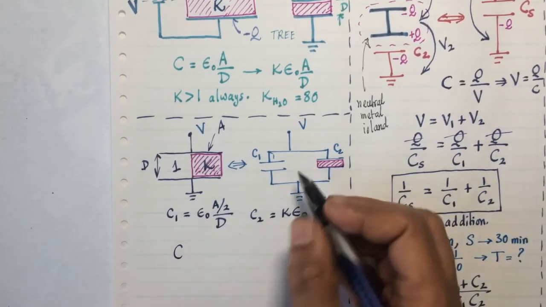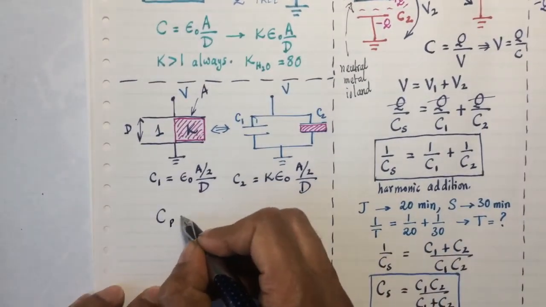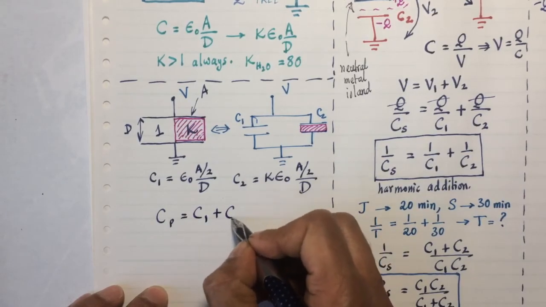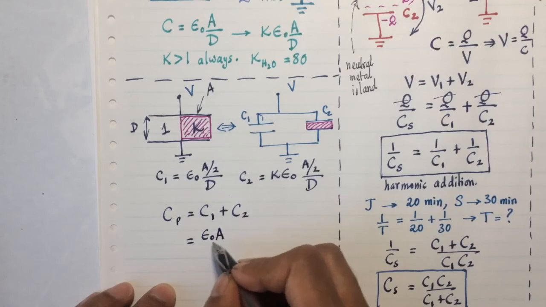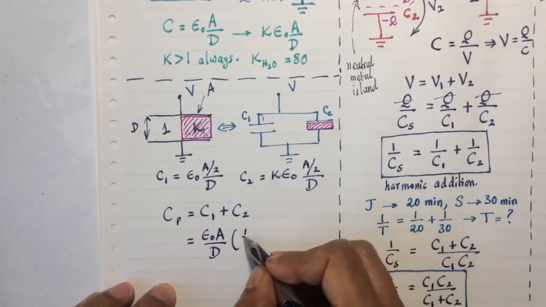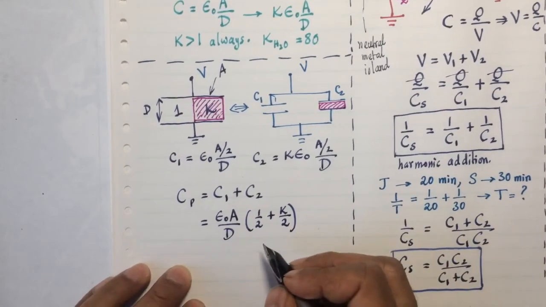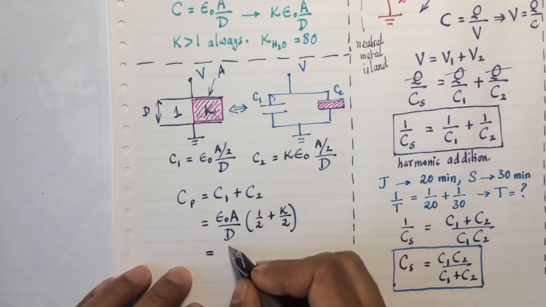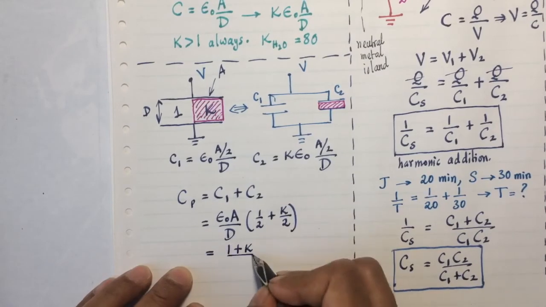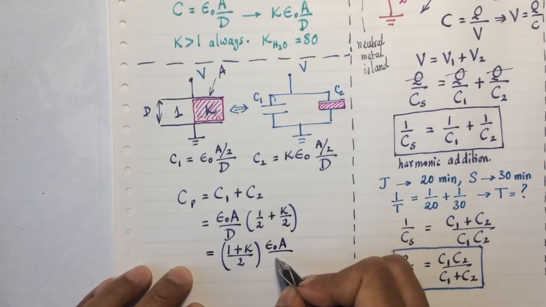And since it's a parallel arrangement, I forgot to put the symbol for parallel here, CP. So we're going to use that. CP equals C1 plus C2, and that's going to be epsilon naught A over D. I have half plus kappa divided by 2. So that's going to be 1 plus kappa divided by 2 times epsilon naught A over D.